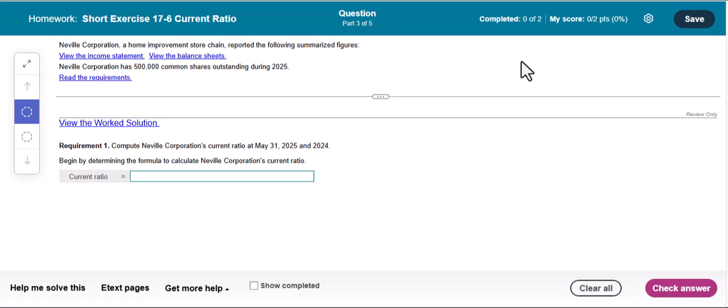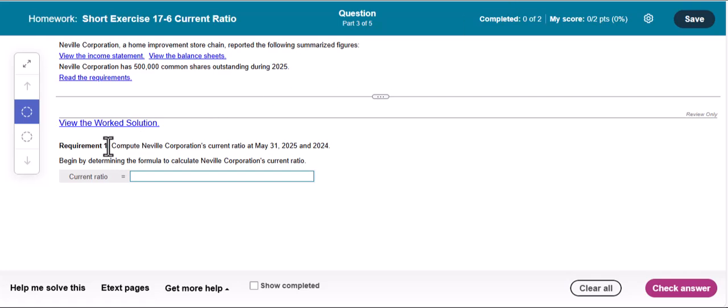Short exercise 17-6, current ratio. Neville Corporation, a home improvement store chain, so like Home Depot, reported the following summarized figures. So we can look at their income statement and their balance sheets in just a second. So Neville Corporation has 500,000 common shares outstanding during 2025.